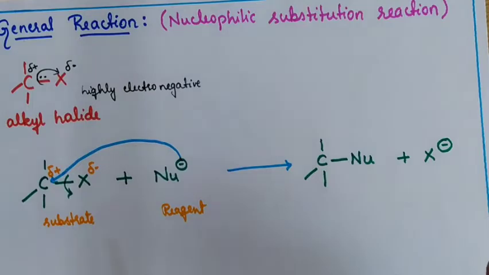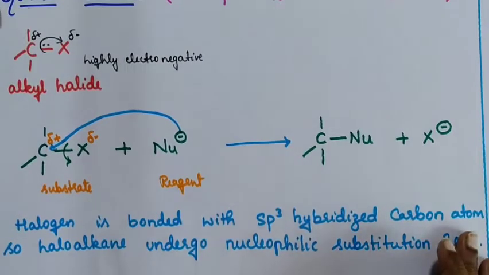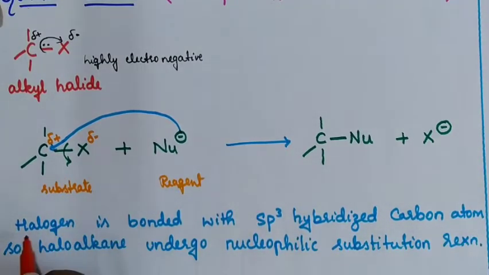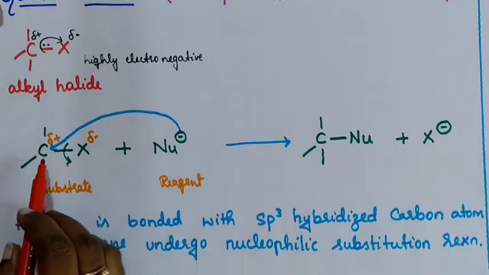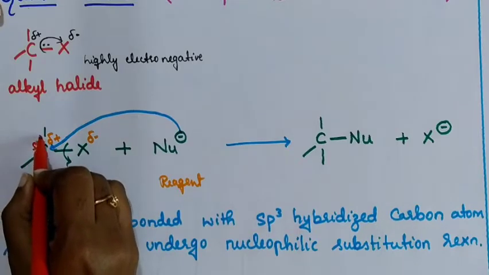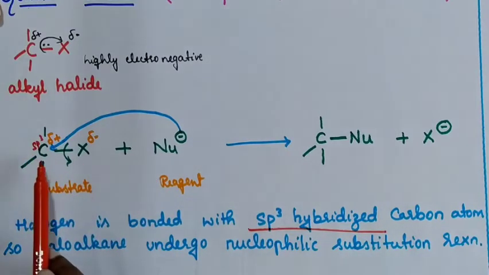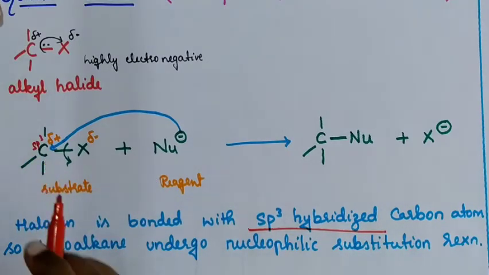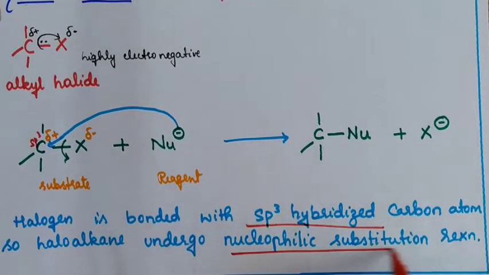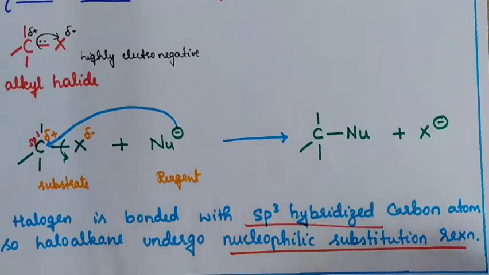Understood? One more piece of information: in this alkyl halide, the halogen atom is bonded with a carbon atom which is sp3 hybridized. If the halogen atom is bonded with a carbon atom which is sp3 hybridized, that kind of substrate will undergo nucleophilic substitution reaction. That is why haloalkanes favor nucleophilic substitution reaction.